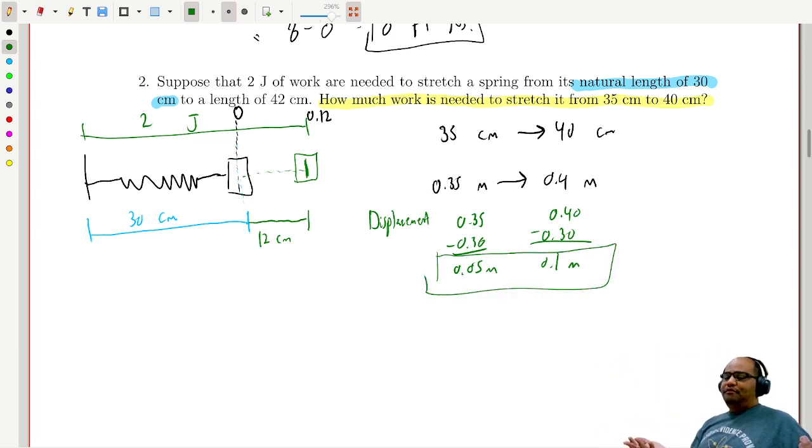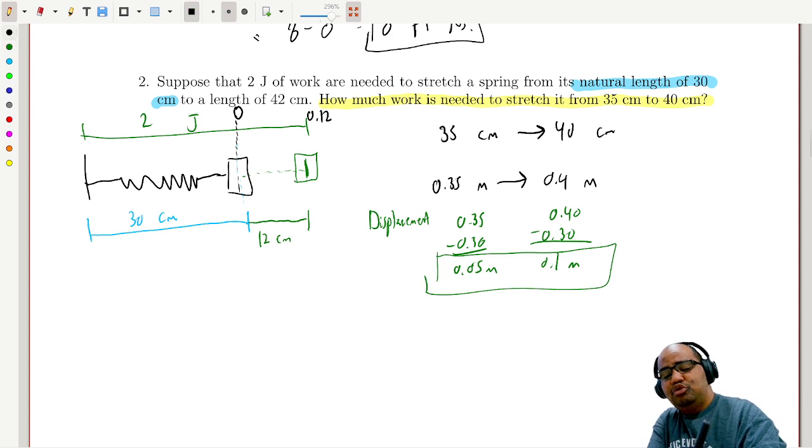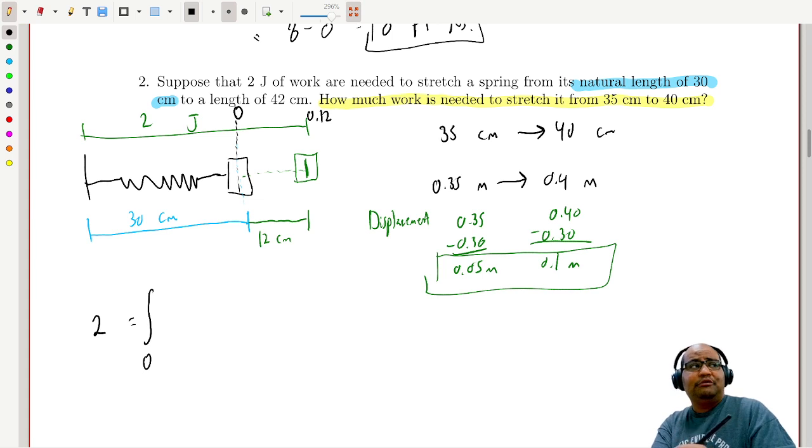But I don't have much to work with. I don't have a force function yet. So let's write down something that we may know, okay? We know that it takes 2 joules of work to stretch the spring from its natural length of 30 centimeters, which is our 0 position, to a length of 42 centimeters. That's 12 centimeters of displacement. So the upper limit here is 0.12.